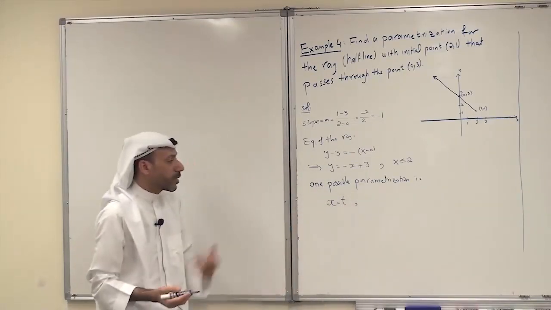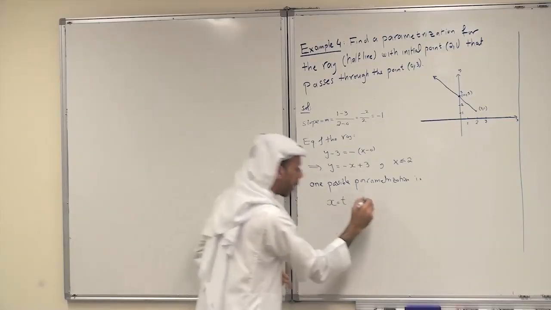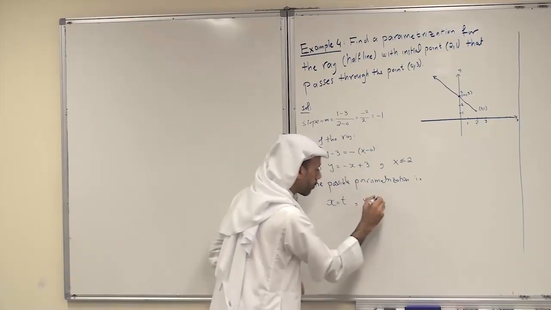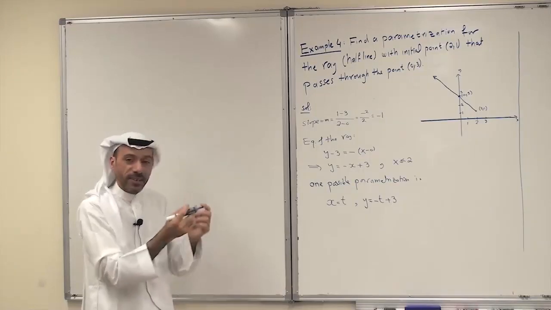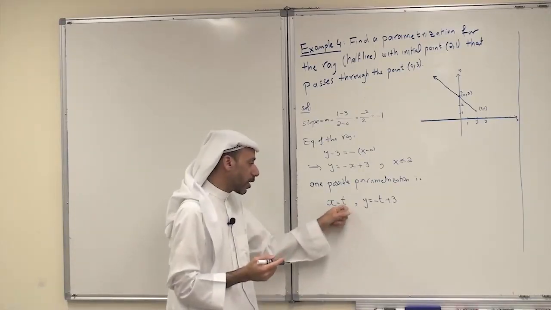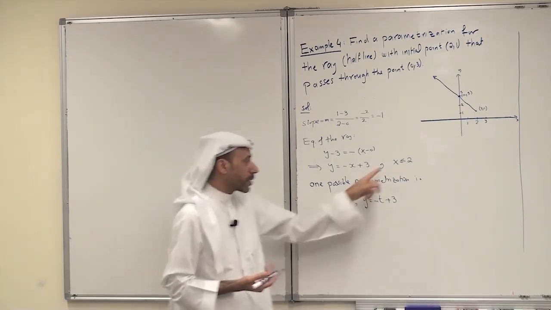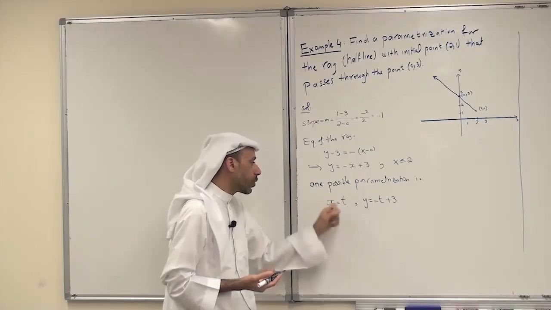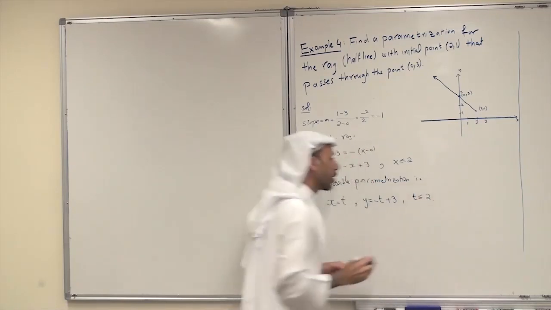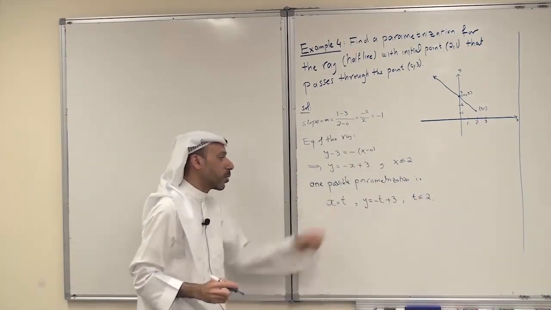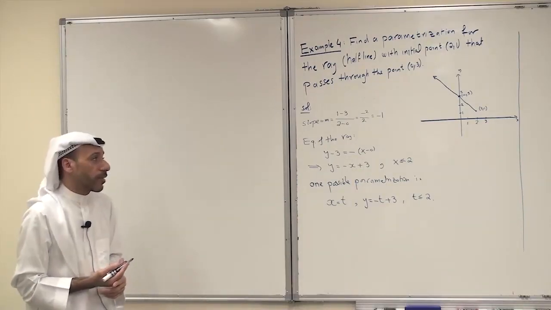If you take x equals t, what is y? Well, substitute here. So y equals minus x, which is t, plus 3. What is the interval? Well, t equals x. So the interval for t is the same as the interval for x. x is less than or equal to 2, then t will be less than or equal to 2. The same interval, because x equals t. This is one possible parameterization for the ray of the equation.